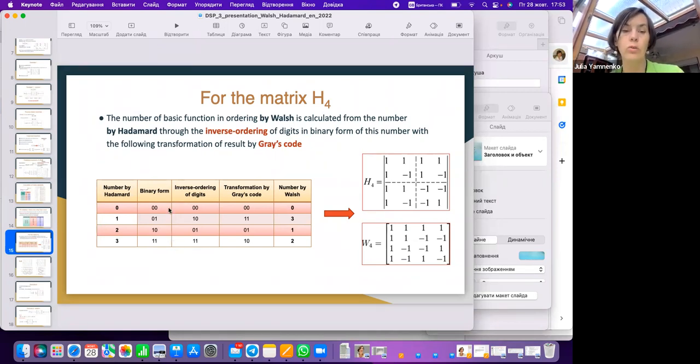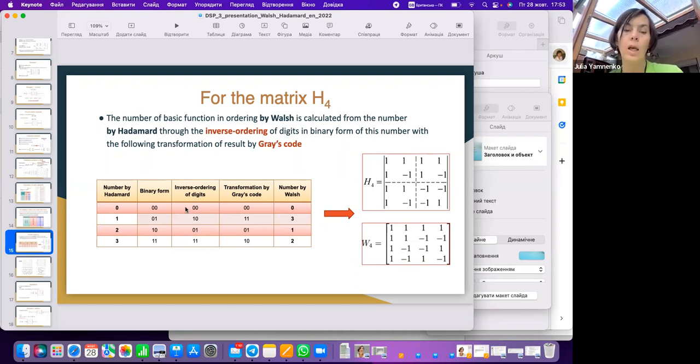Then what we should do? We just should inverse the order of these digits. Because we have only 2, the lower digit becomes the higher one, and the higher becomes the lower one. So 0, 0 remains the same. 0, 1 converts into 1, 0. The lower digit goes to the highest place, and the higher digit goes to the lower place. And instead of 1, 0, we write 0, 1, and 1, 1 remains the same.